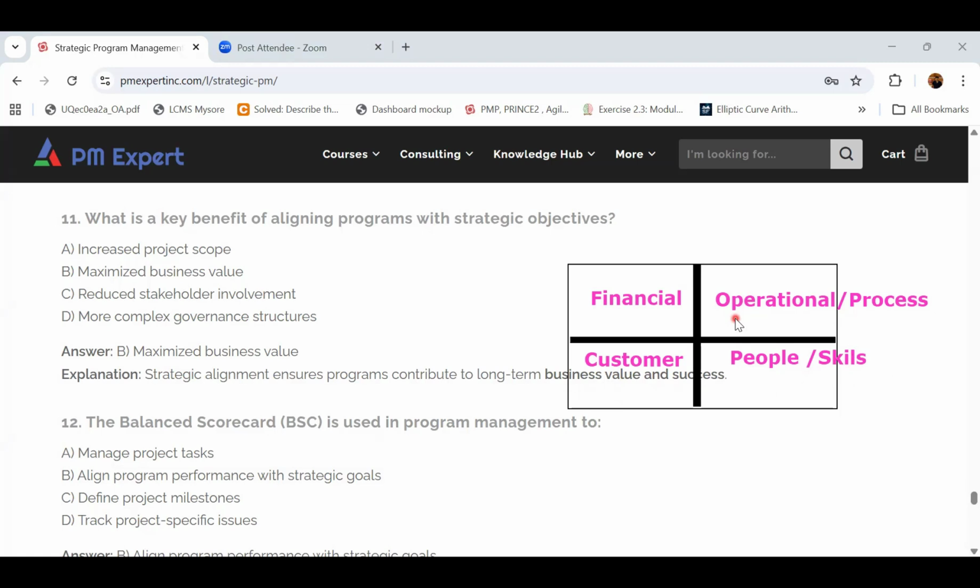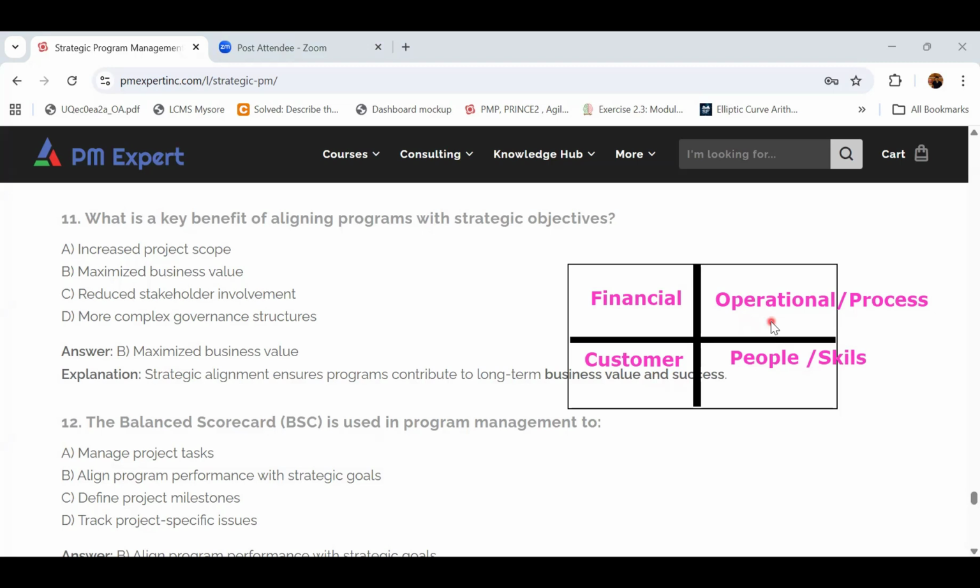All the projects should be within target, within tolerance. That will come under operational targets, right? So this is the balanced scorecard, which sets a plan and tracks the plan with respect to these 4 dimensions: financial, operational, customer, and people, right?